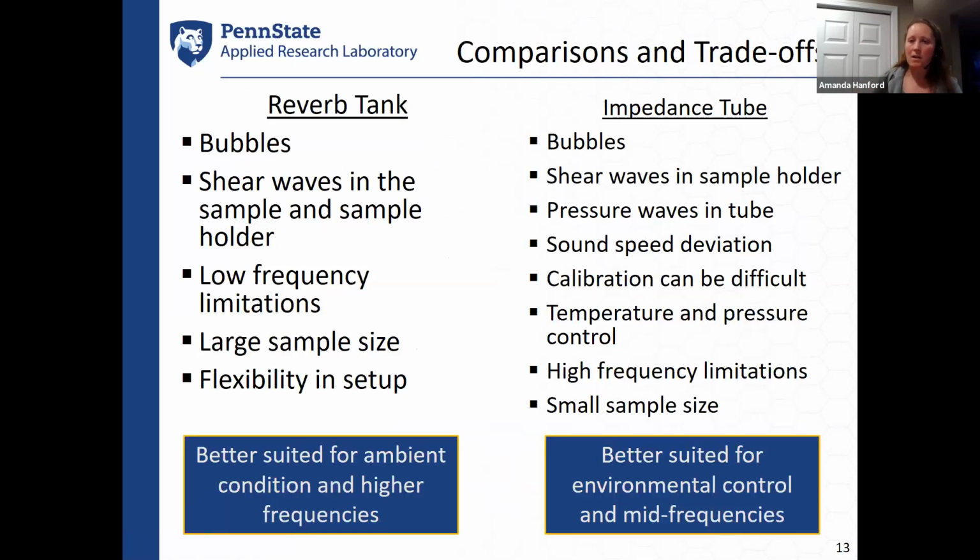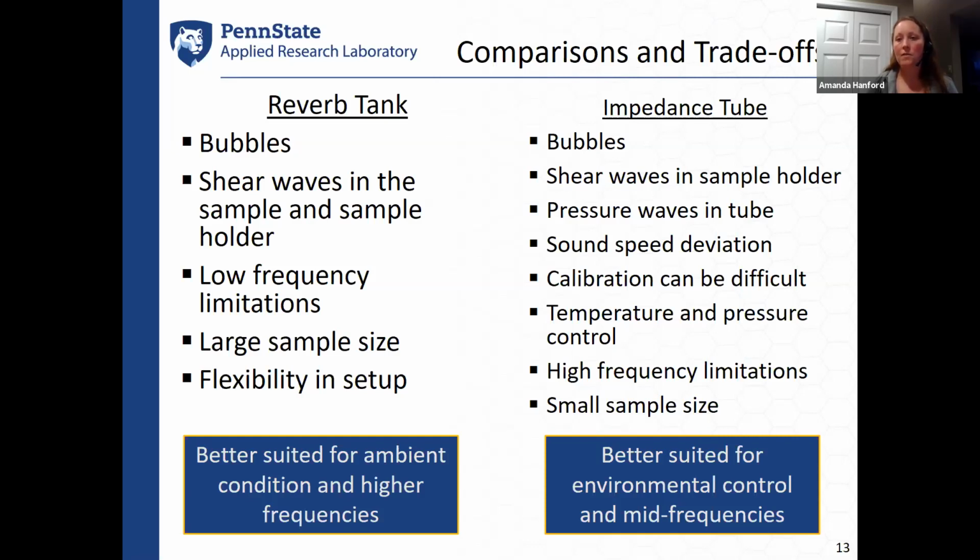Okay, so I'm not going to show any results. I just kind of wanted to show some trade-off studies here. We had a series of trade-offs using these two different measurement techniques. I already mentioned the frequency limitations, but additionally, there are other trade-offs that we ran into. Since we're in an underwater environment, bubbles are an issue in either case. But we have other things that we need to worry about.